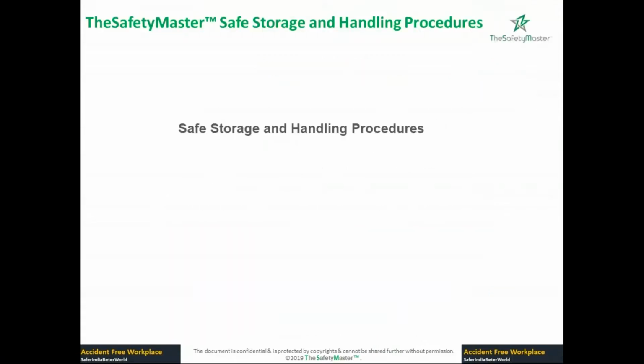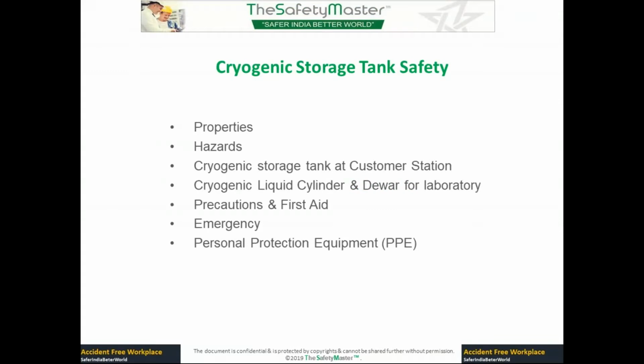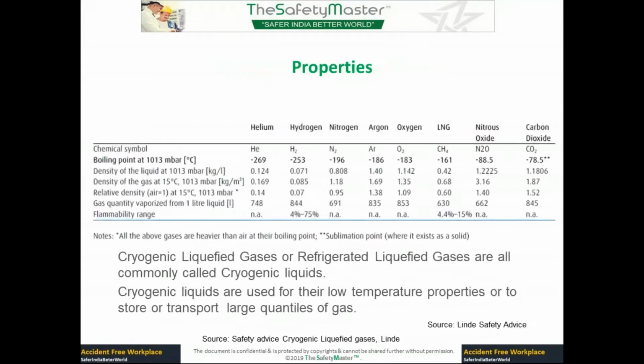Now coming to the safe storage and handling procedures. We'll look into the properties, hazards, cryogenic tanks, and then we'll look at the various types of cylinders and dewars in the laboratory. What are the precautions, first aid, emergency, and personal protective equipment. Okay. Now the properties. You can always stop me if I'm going fast, or if you feel that you're not following. All of you are hearing this? Hello?